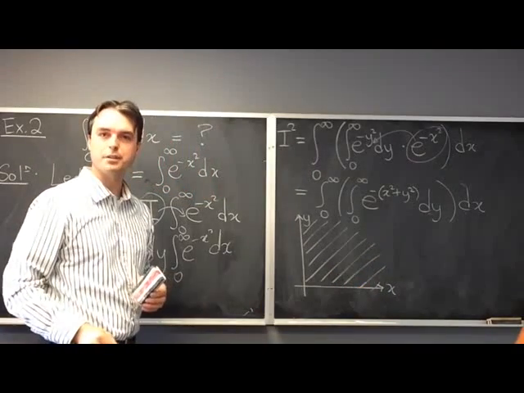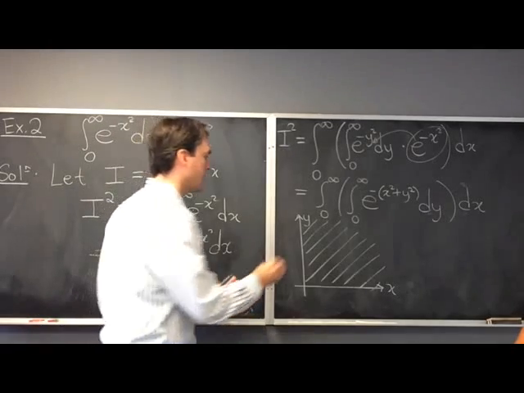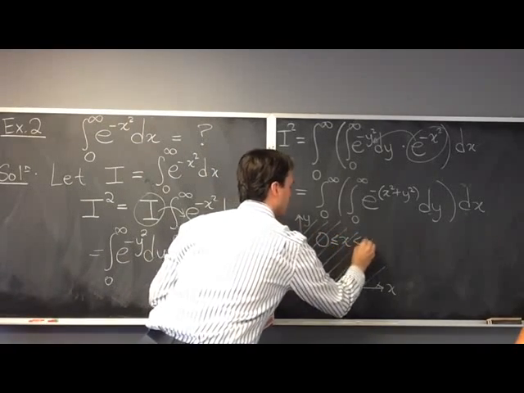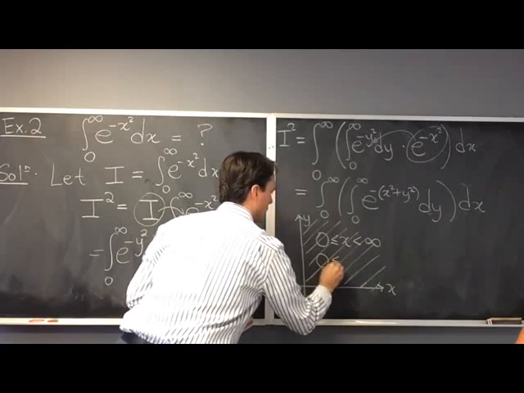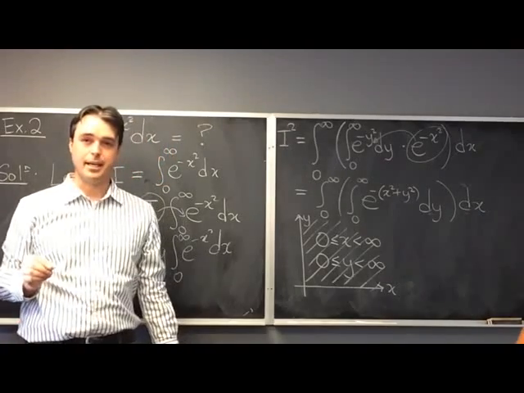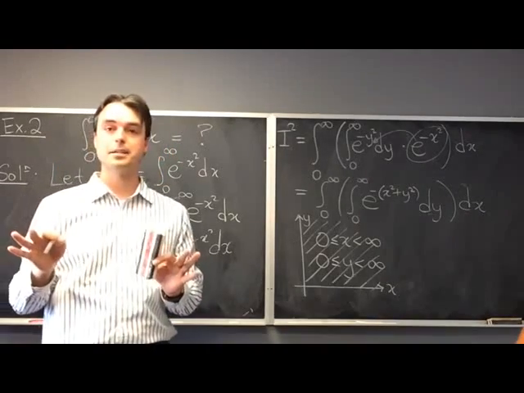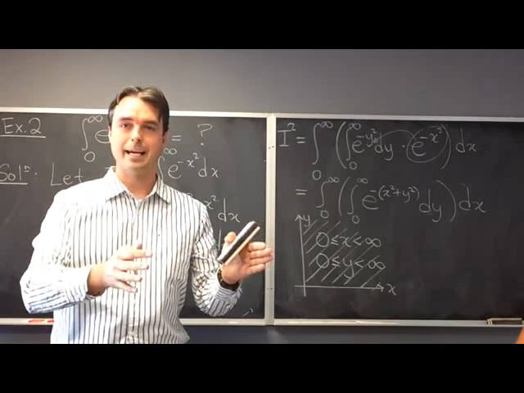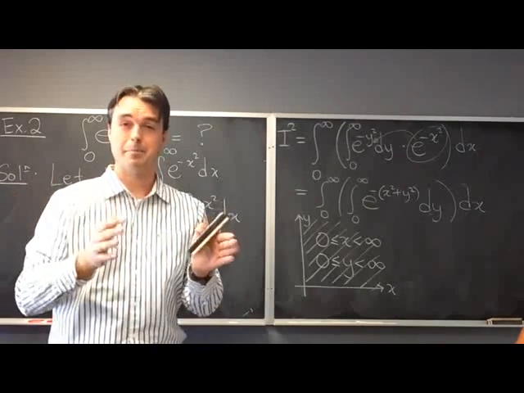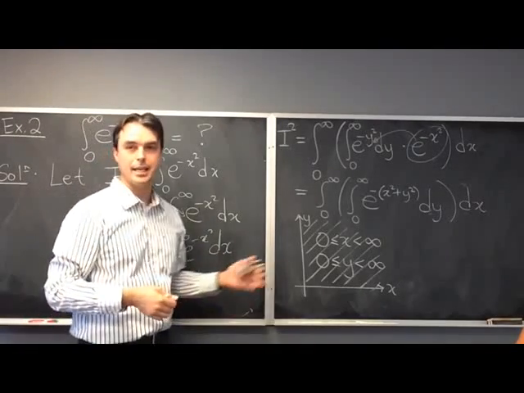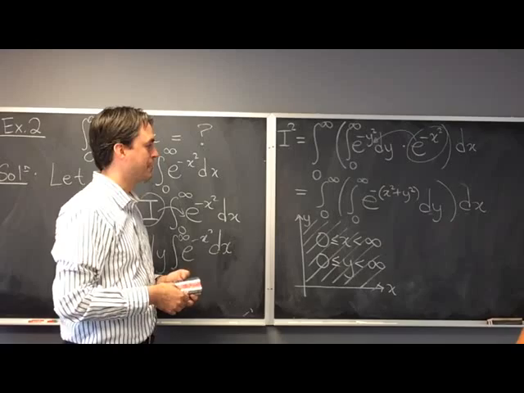Right, it's the entire first quadrant of the xy plane. So we've got 0 less than or equal to x less than infinity, and 0 less than or equal to y less than infinity. Again, the rigorous way is to let x go from 0 to, say, capital X, y go from 0 to capital Y, and then take the limit as capital X approaches infinity, and the limit as capital Y approaches infinity.